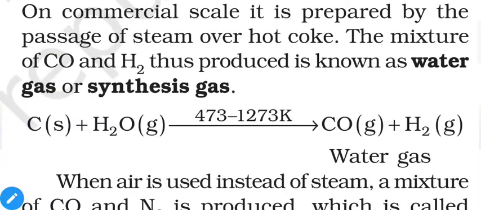Commercially, that means in higher quantity, we can produce carbon monoxide with the use of carbon as coke and hot water, that means steam. At very high temperature, it produces a mixture of carbon monoxide and hydrogen gas, which is known as water gas, because it is simply produced from water and carbon.